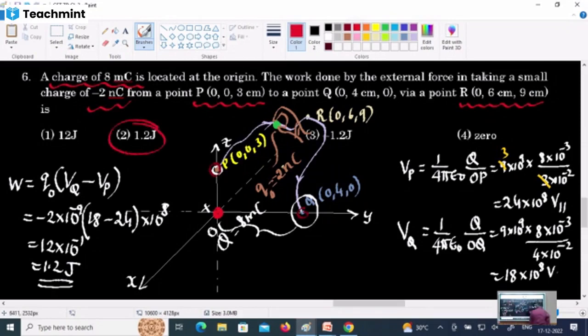This problem was a little difficult one because of somewhat intricate 3D geometry involved. But that is quite a likely question in CET as well as in NEET and other examinations.